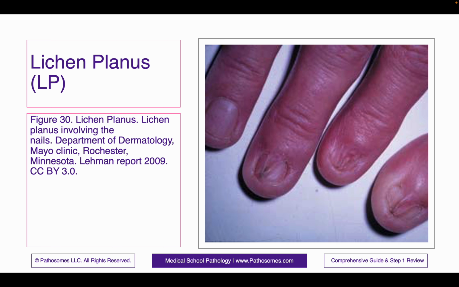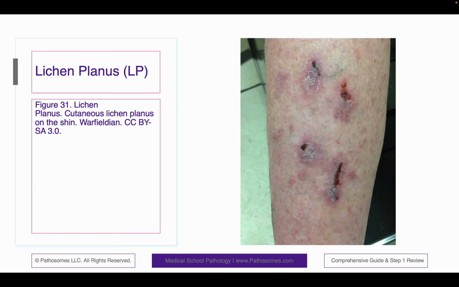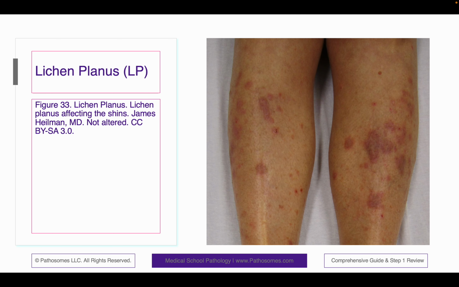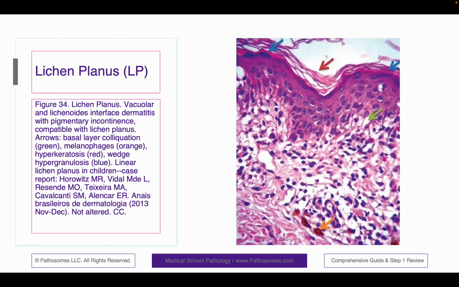And look at that nail pitting. Now this is nail pitting associated with Lichen Planus. And also, there are these cutaneous Lichen Planus lesions on the skin and on the lower lip and on the legs, the shins. Now more histology, showcasing interface dermatitis, that's important, with Lichen Planus.